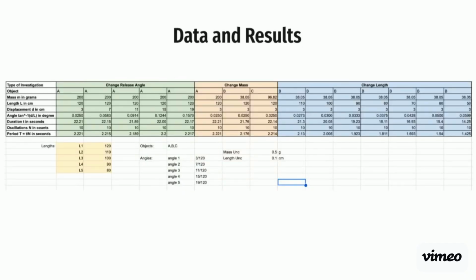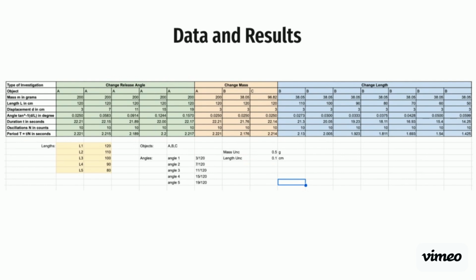So after seeing the demonstration of the project, you can see the data and results that I got. The one that I demonstrated was object A, and as you can see, these are my results from changing the angle. And then I included the same trial with 3 centimeters, but changing the mass.